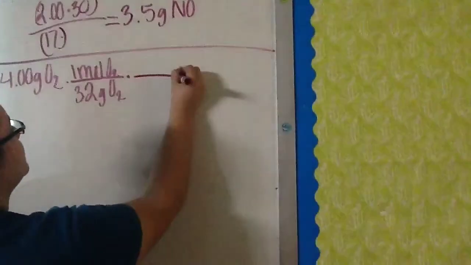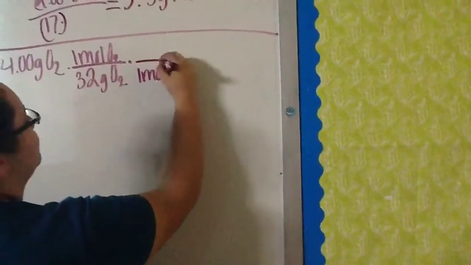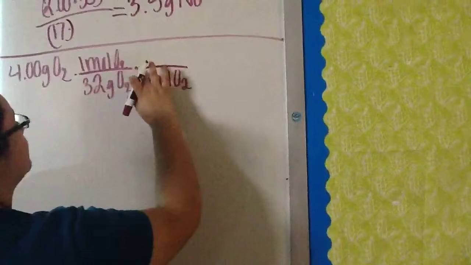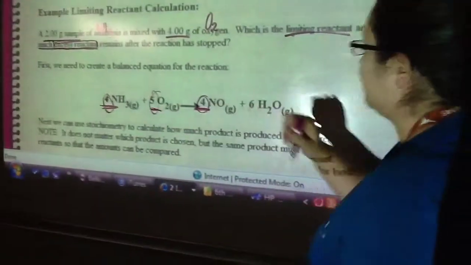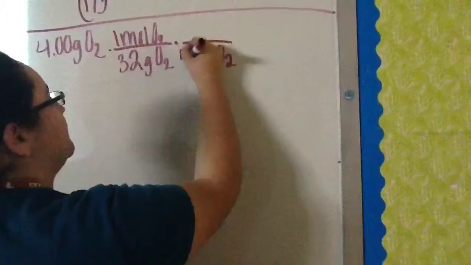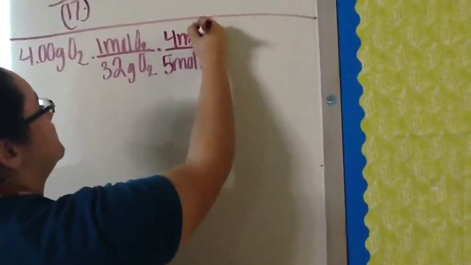And then you do stoichiometry again, so 1 mole of, I'm sorry, it's not 1. You go back to the problem for this. So 5 moles of O2 to 4 moles of nitrogen monoxide. So 5 to 4.